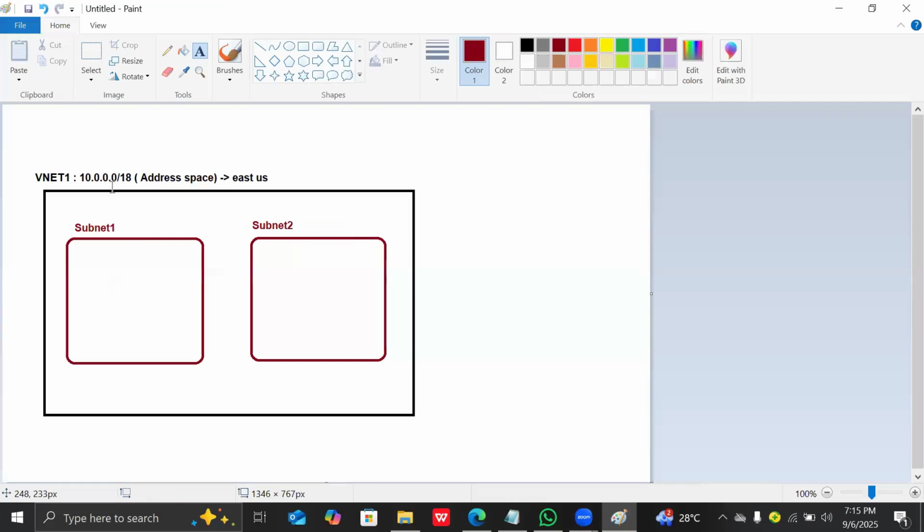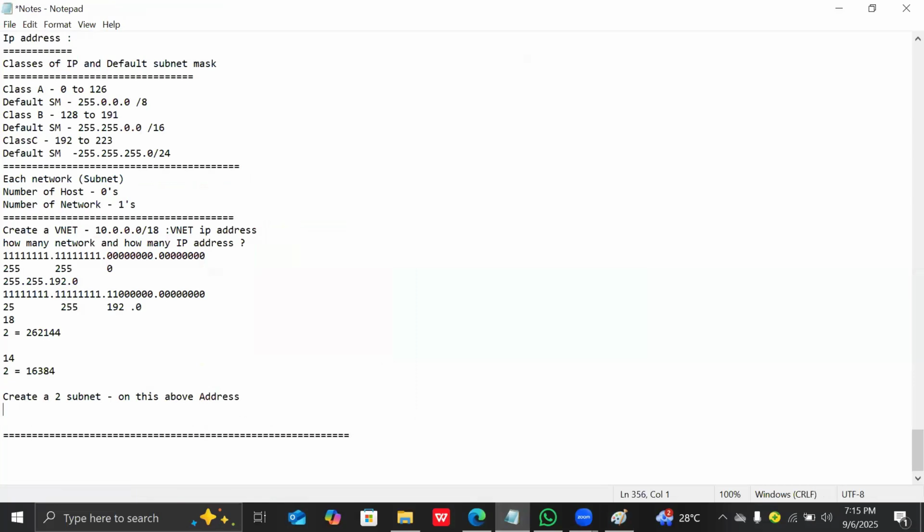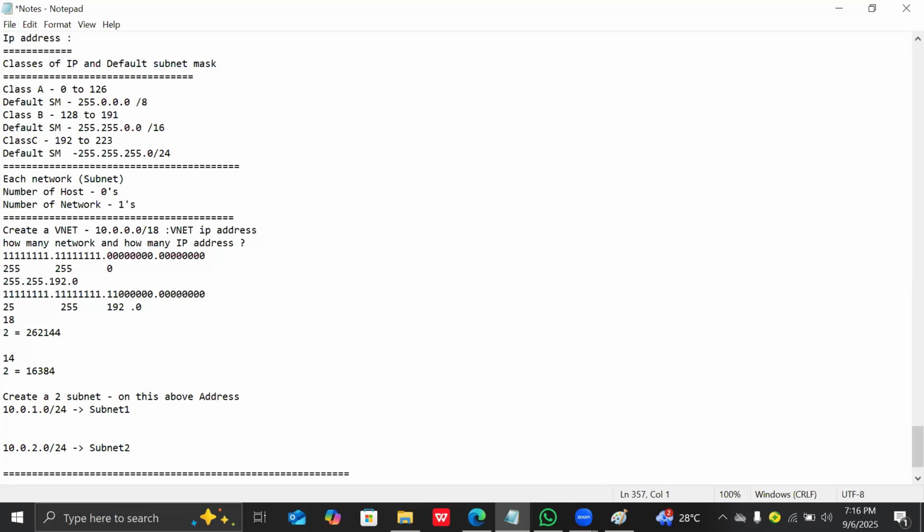If they mention that in this VNet you want to create two subnets, it would be like this: 10.0.1.0/24 for subnet 1, and 10.0.2.0/24 for subnet 2. And in this subnet IP address, how many hosts are coming? How many IP addresses are coming?